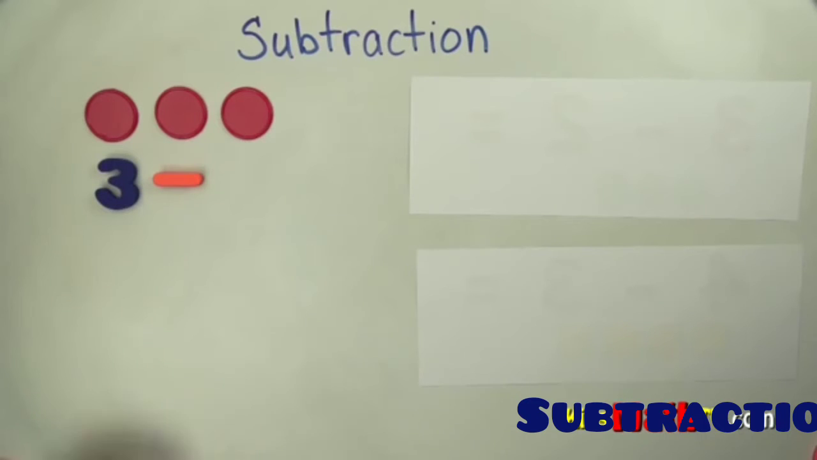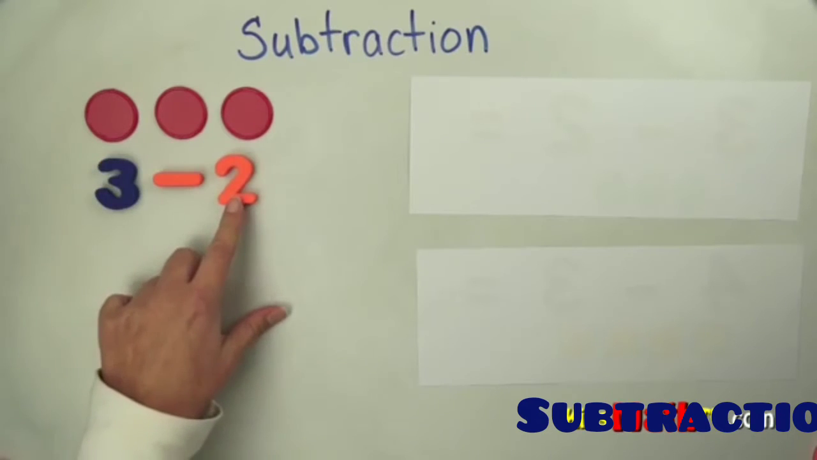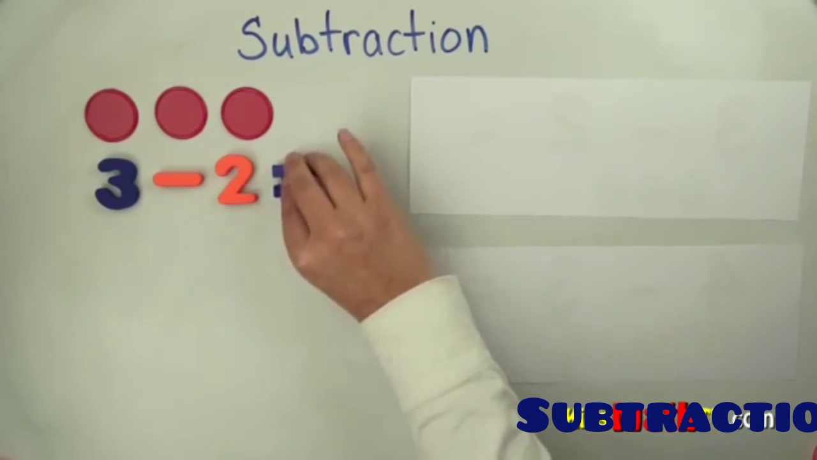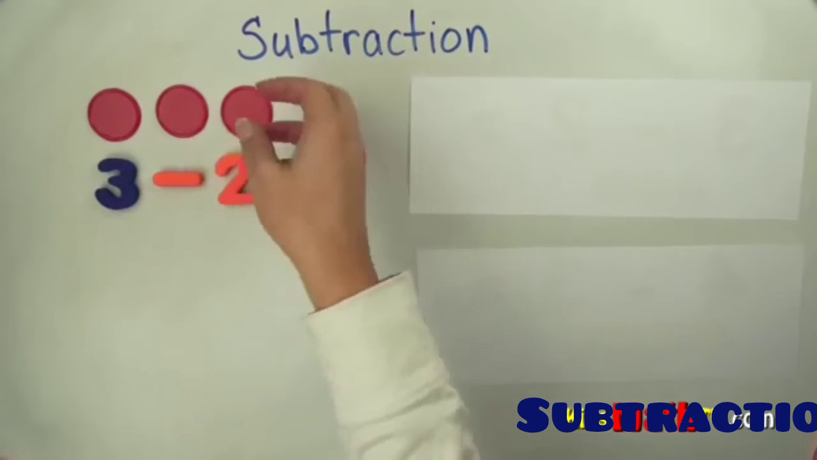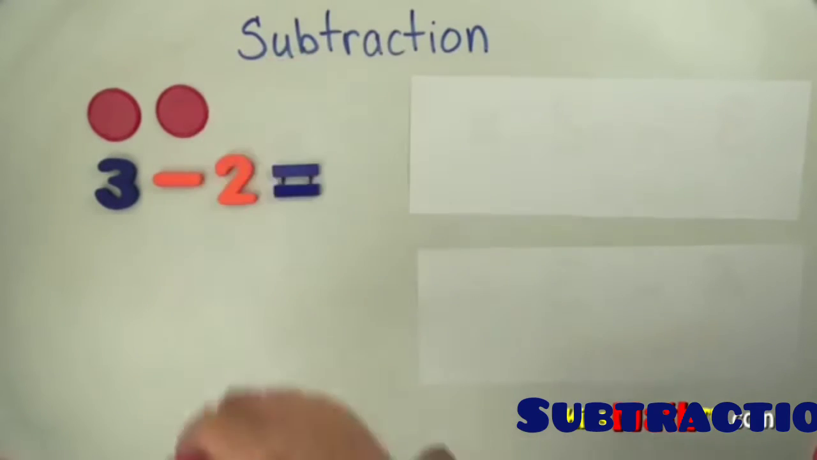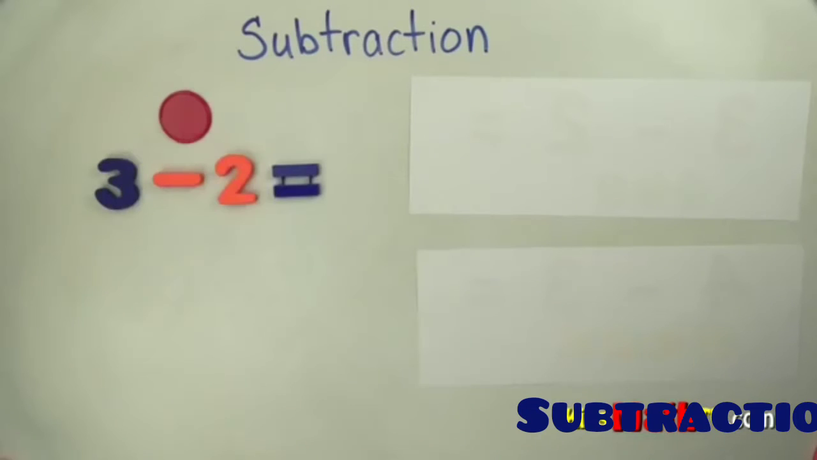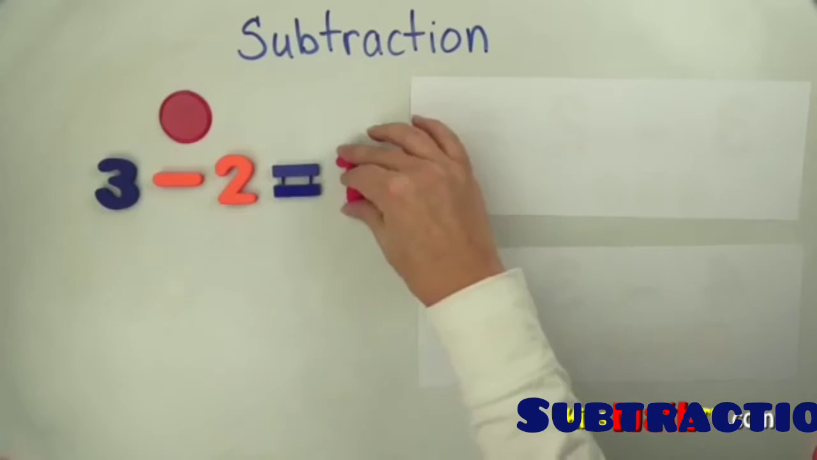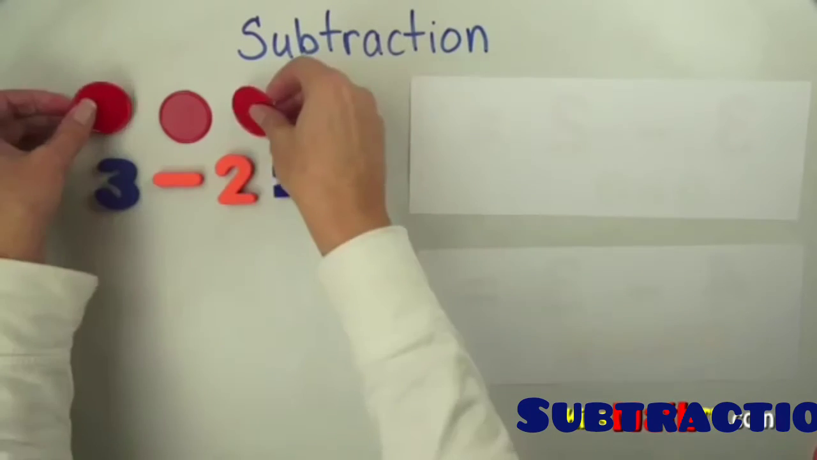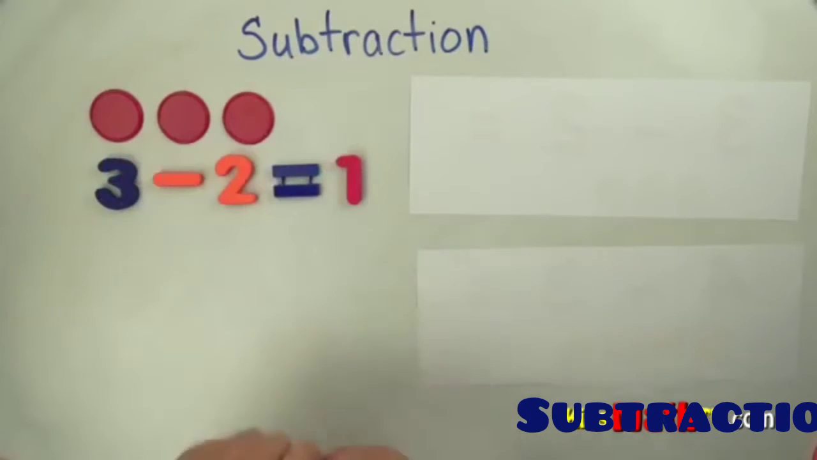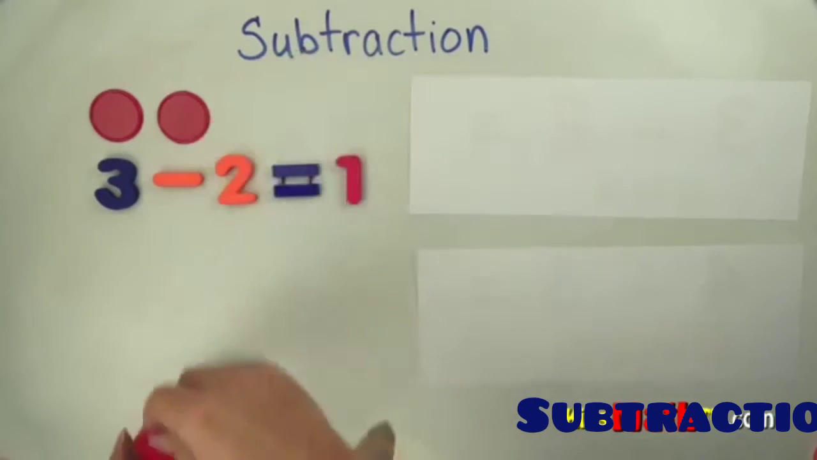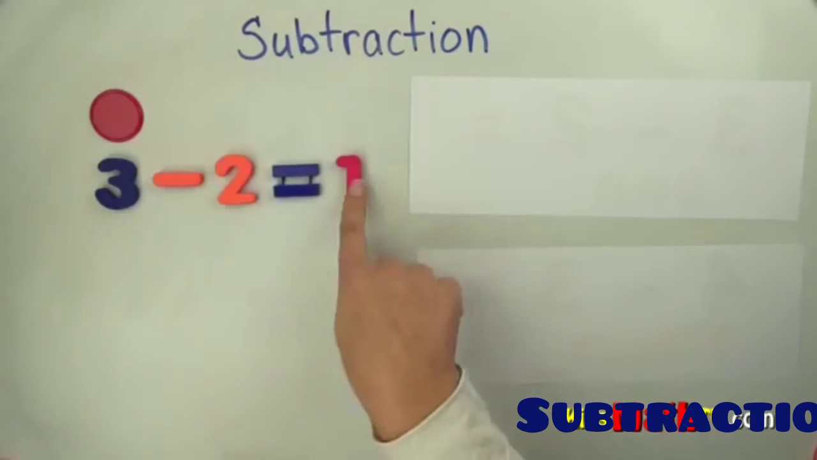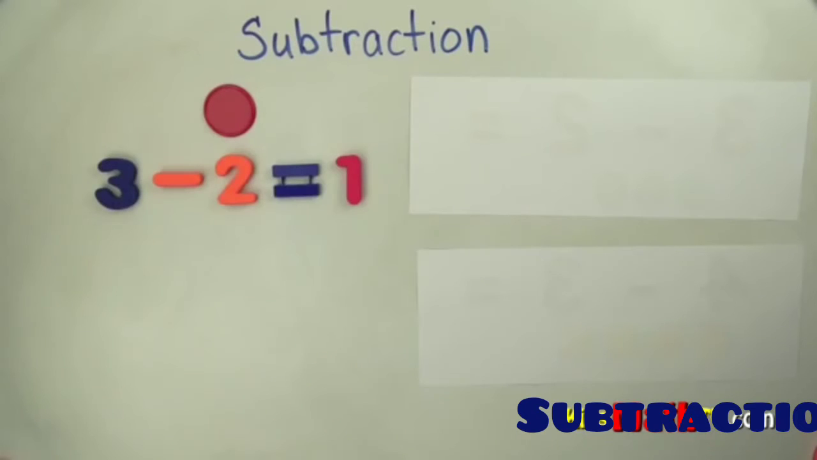I want to take away 2 of those, and I want to find out what that equals. So 1, 2, 3. I'm going to take away 2. Take away 1. Take away 2. How many are left over? There's only 1 left over. So 3, 1, 2, 3. Take away 2, 1, 2 equals 1 left over.